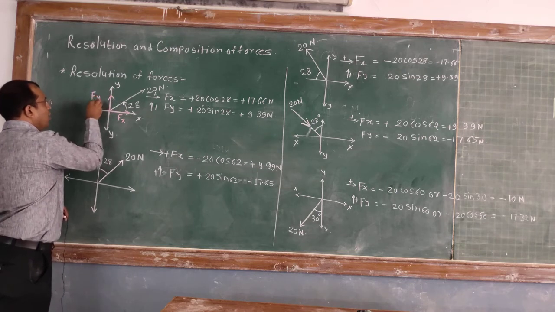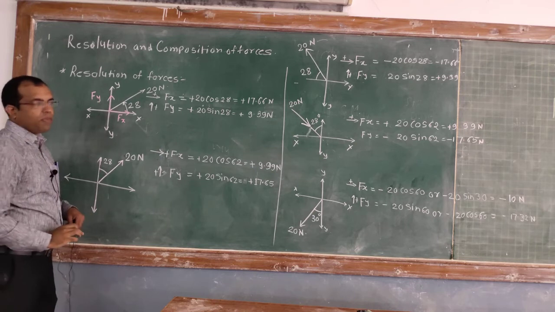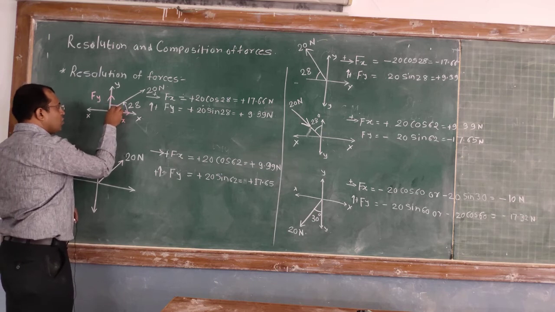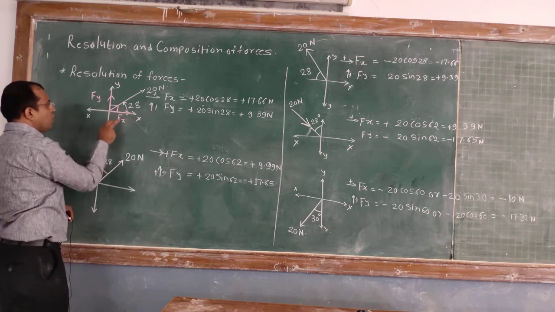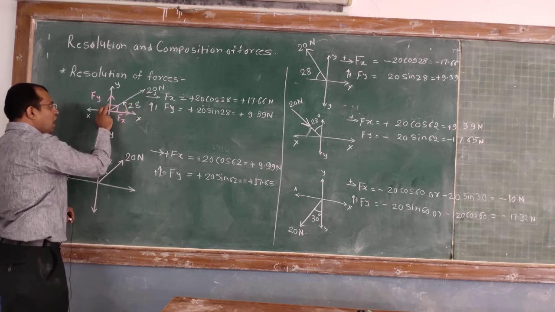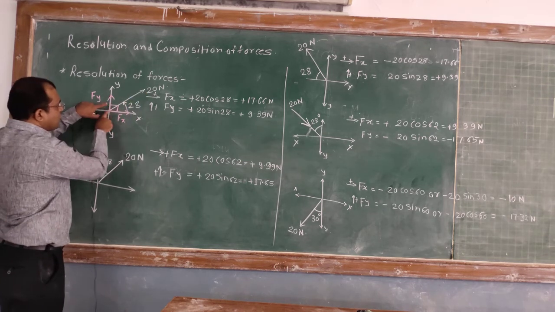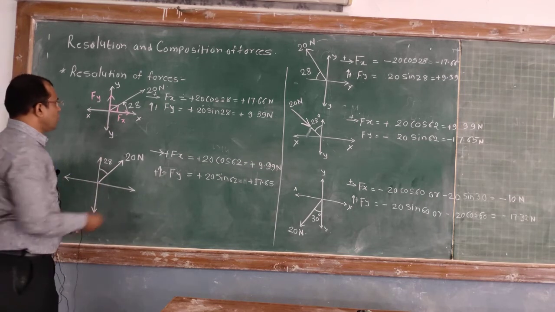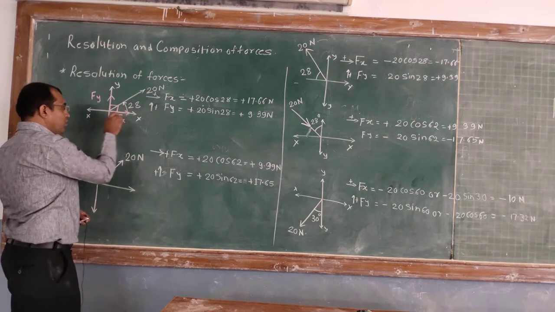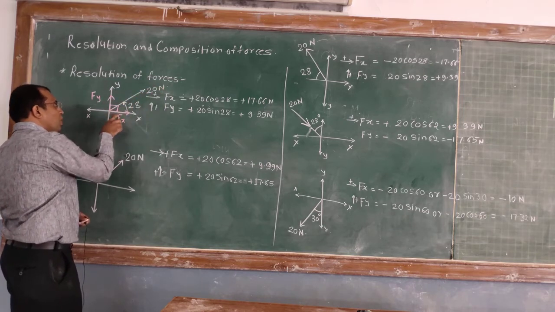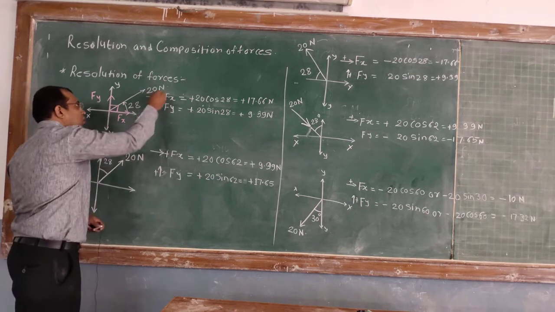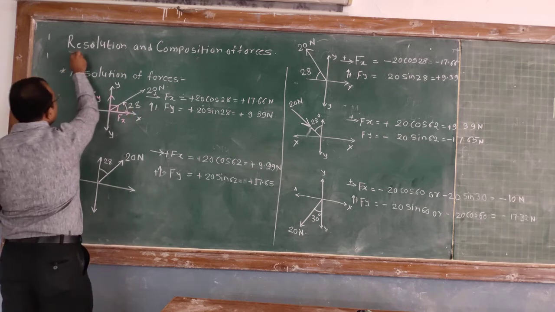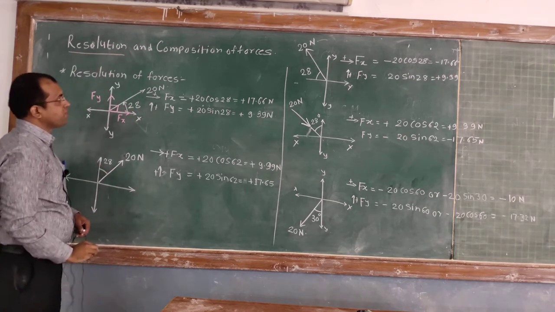What is F of y? The force in the y direction. These two components are known as orthogonal components because they are perpendicular to each other. Now we have to replace this single force by these two components, which will produce the same effect as this force. How do we find that? That comes under the heading resolution of forces.